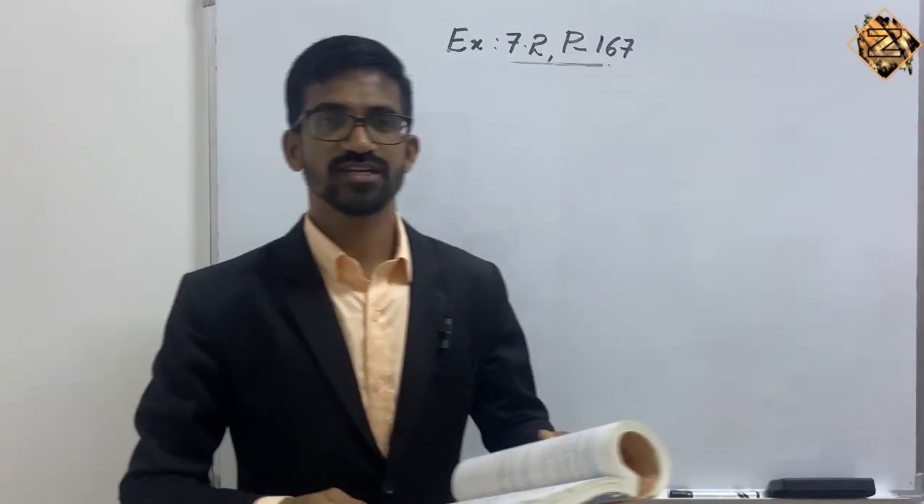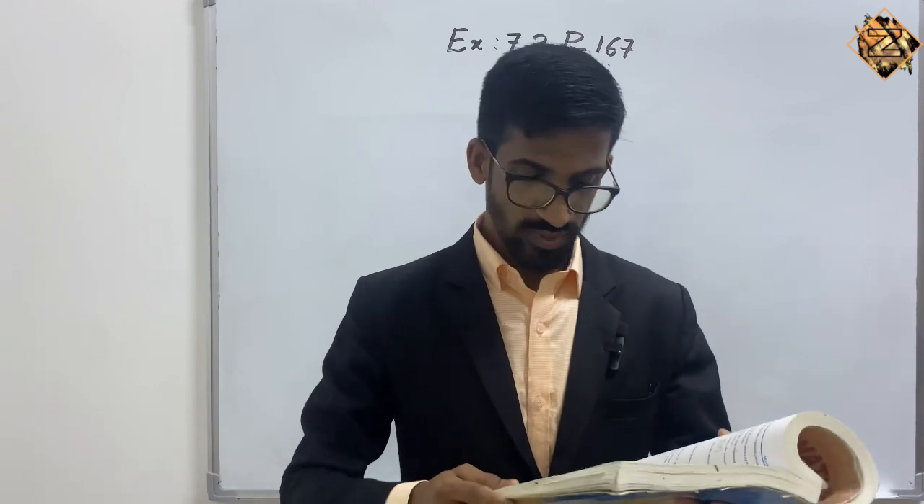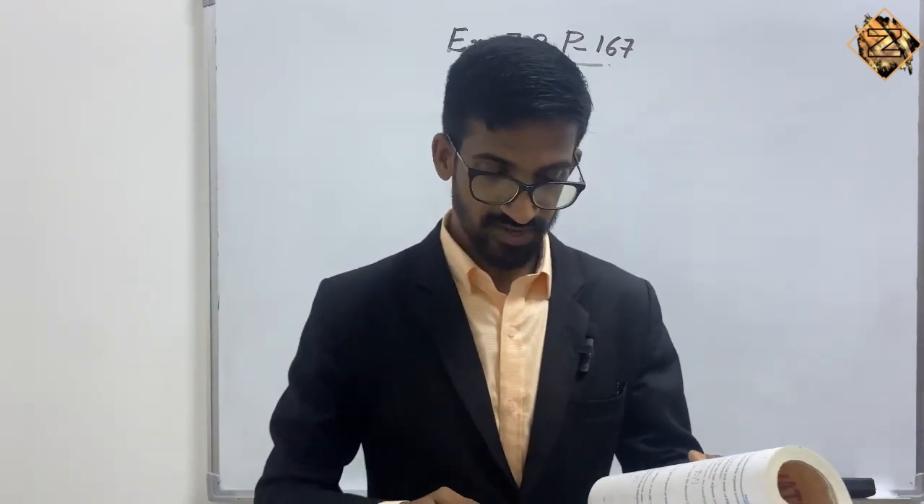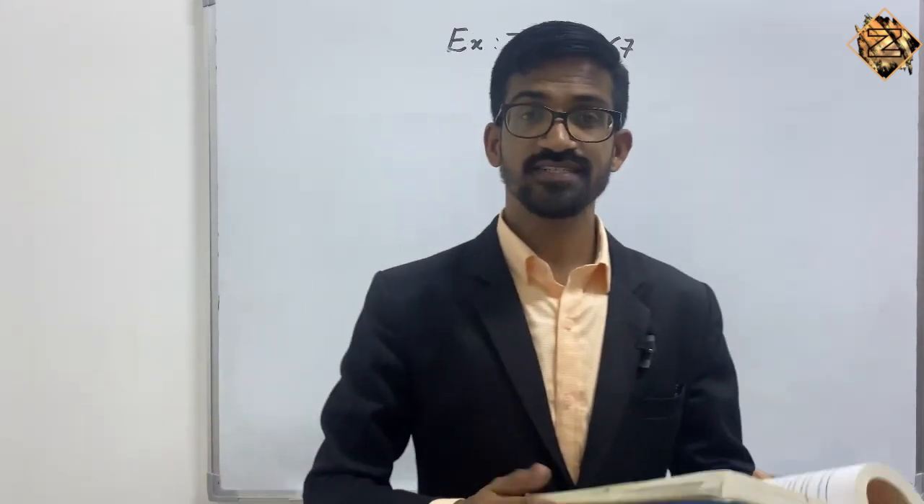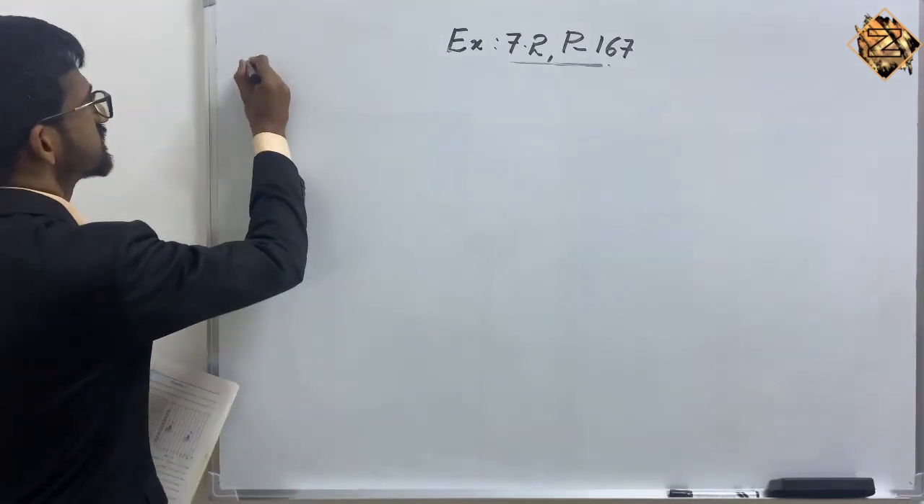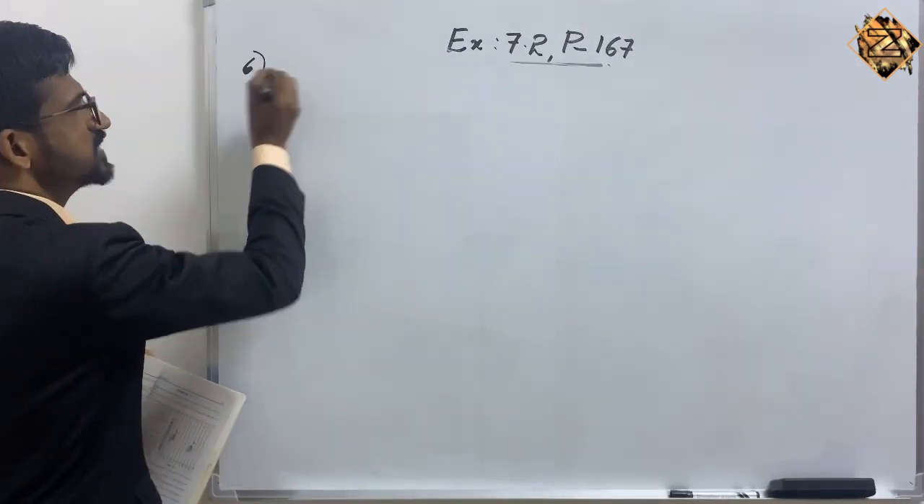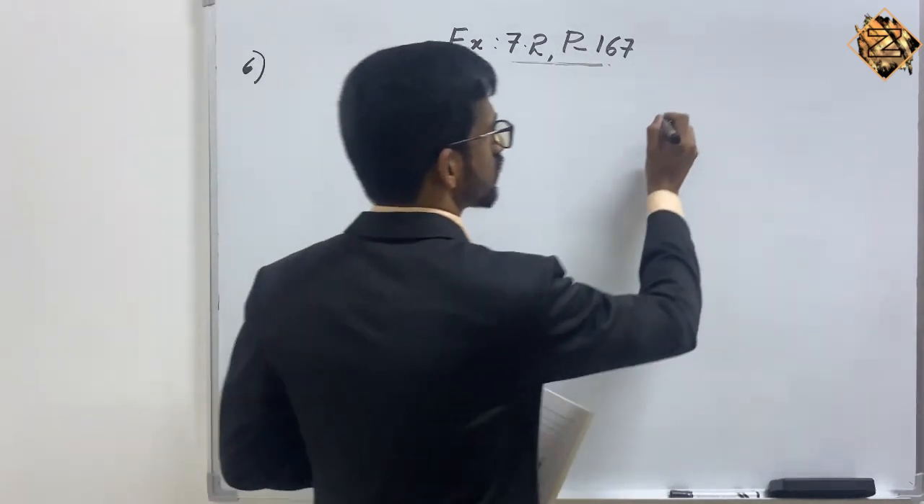Hi students, please look at question number 6 of page number 167. If (1, 2), (4, y), (x, 6) and (3, 5) are the vertices of a parallelogram taken in order, find x and y. In the question, the coordinates of the vertices of a parallelogram are given, isn't it?